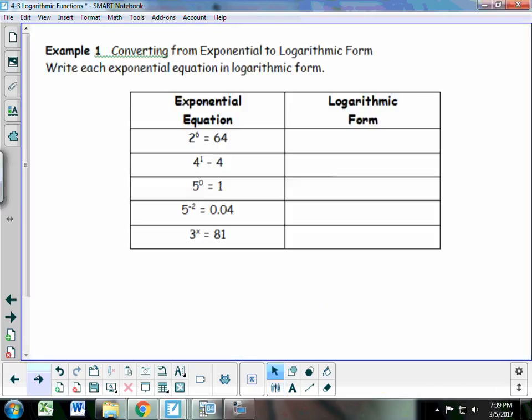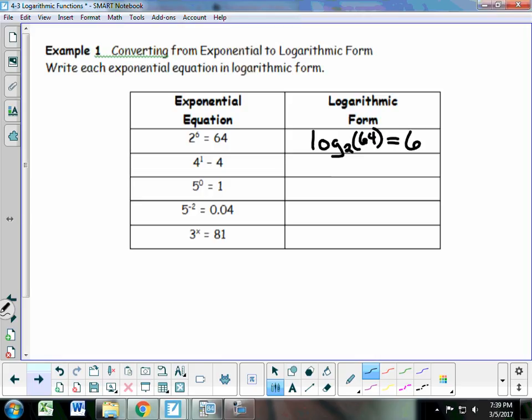It is a way to undo an exponential function. So anyway, for right now, let's practice taking an exponential equation and switching it to logarithmic form. 2 to the 6th power is equal to 64. So each logarithm has log in it. Now the base is what we write in subscript, so the 2 here is our base, of the answer, 64, is equal to the exponent, 6. So in a logarithm, the exponent is the answer.